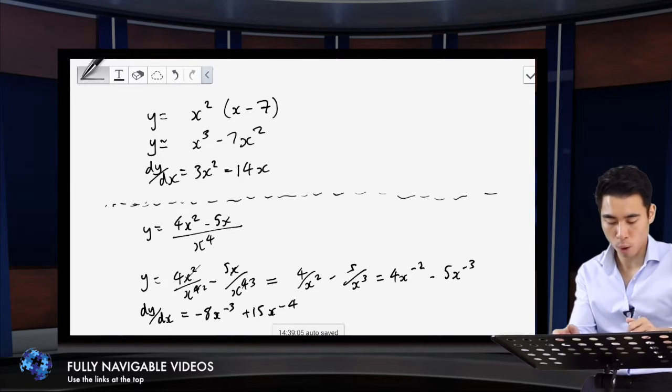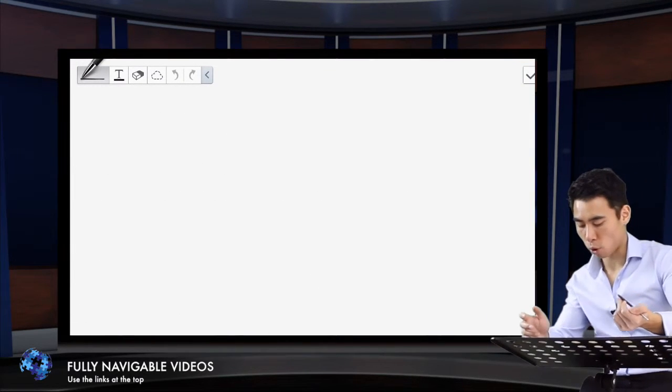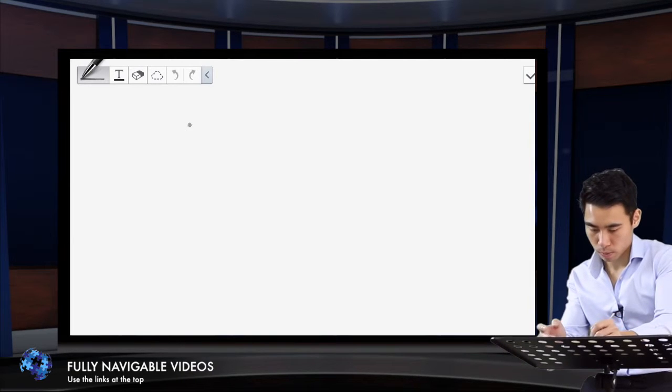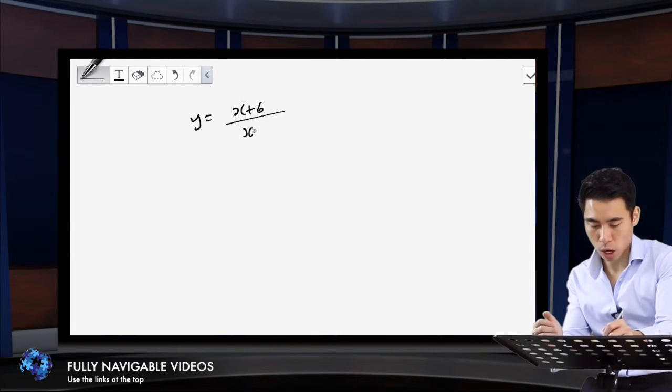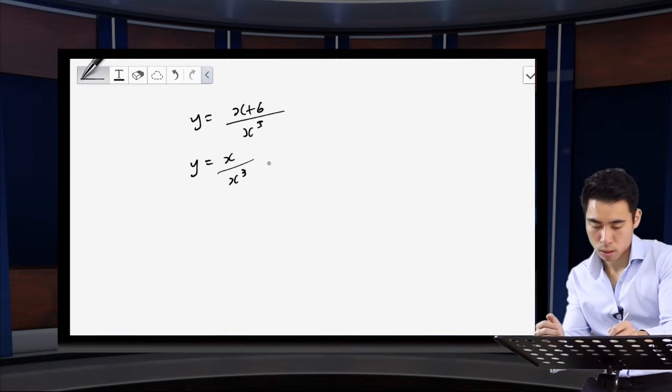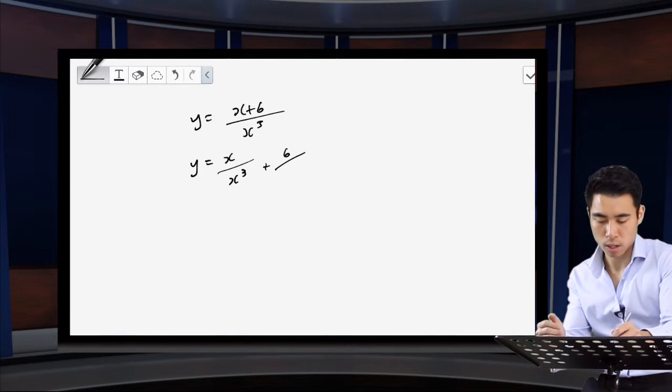Going to take a look at one more example now. Remember, this is all in hard form in my notes on my website. y equals x plus 6 over x cubed. So this looks like the example we had previously. So we're going to split up this fraction like that. So just separating my numerator out essentially, and then keeping the same denominator.